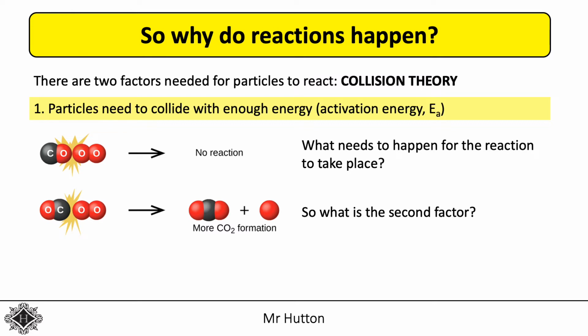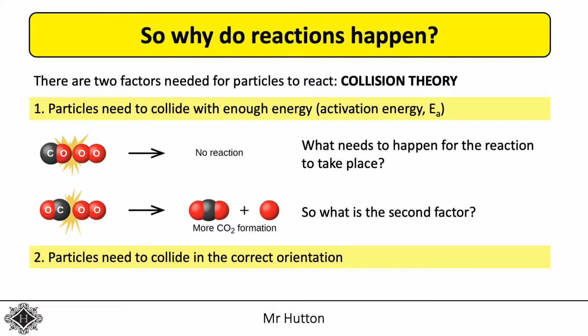So do you know what that second point would be? Pause the video and have a go. All right, particles need to collide in the correct orientation. We've seen in that first diagram, if the oxygen hits the other oxygen, there's no reaction, even if they collide at the right speed. In the second diagram, the carbon monoxide molecule is turned round so that the carbon is actually bumping into the oxygen molecule. And if they're colliding with the activation energy, with enough speed, then they will react.